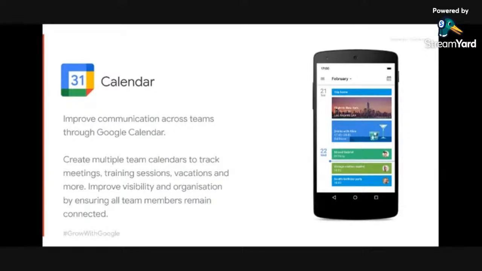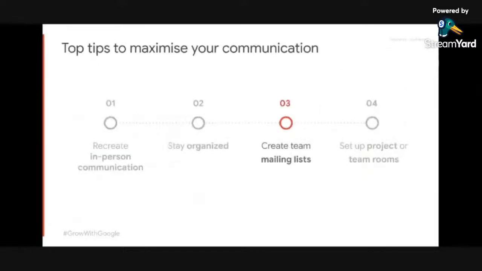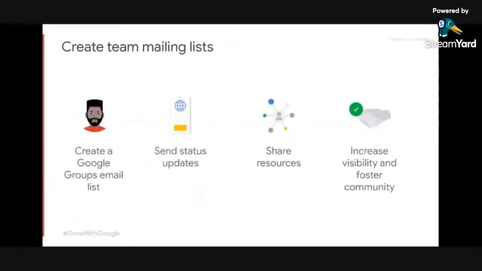You can view and edit your schedule from your phone or tablet. Use our optimized mobile apps or sync with your phone's built-in calendar. Tip number 3, create team mailing lists. You can create a Google Groups email list such as team@google.com or sales@google.com. You can send status updates to the group, CC the group into emails, share resources, increase visibility, and foster communication and community.